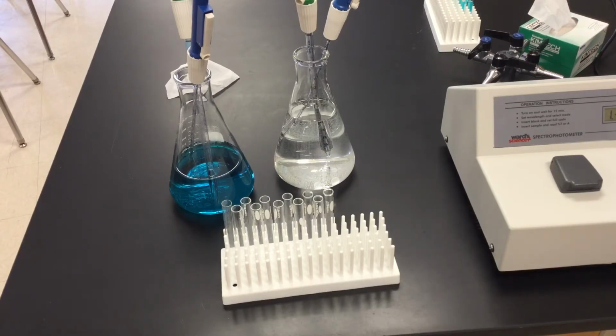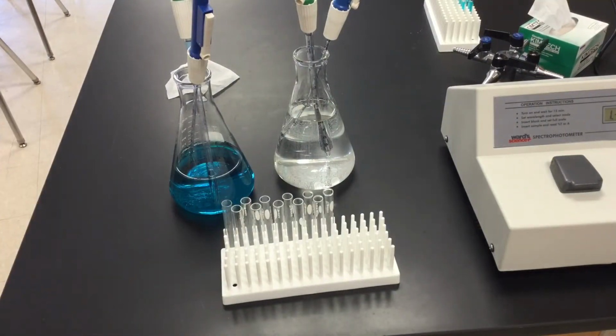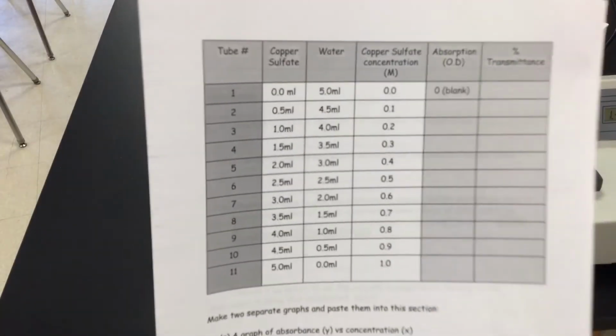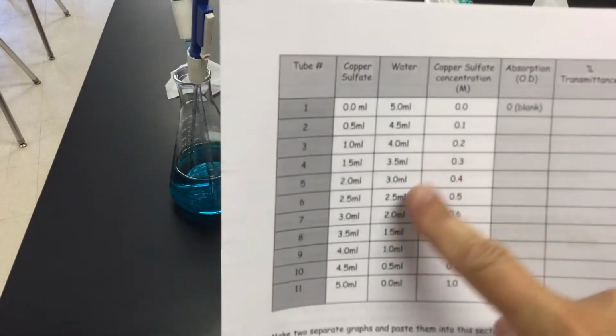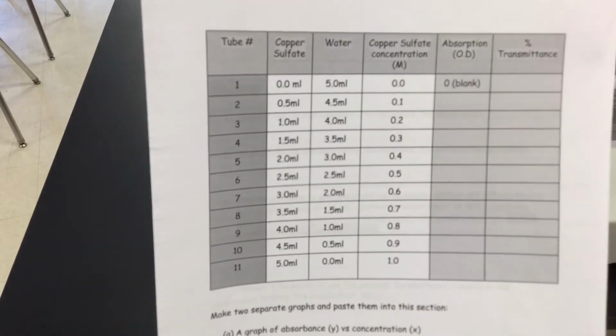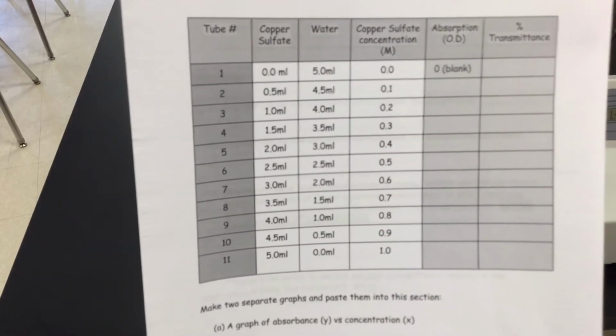So in front of me, I see a whole bunch of tubes, and this is to create our dilution series. So within your lab, you have a page that looks like this. I have 11 tubes that are set up in front of me. They're all the same size. It's one of my constants. And within those tubes, it tells me what I should put into them. So all my tubes are going to have a total of 5 milliliters in them. And I'm creating different concentrations of copper sulfate.